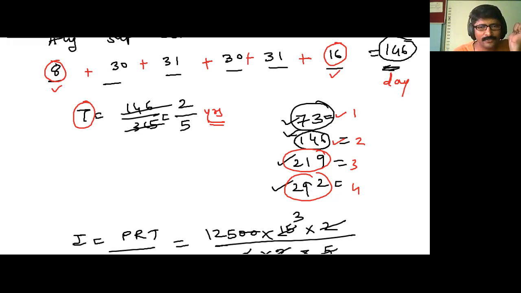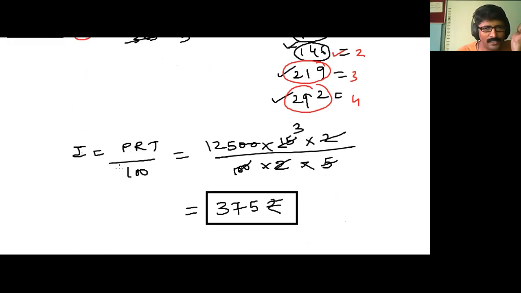So how to calculate the simple interest? Simple interest is equal to PRT upon 100. So 12,500 is the principal, rate is 15 upon 2, and the time is 2 upon 5. If we do this calculation, the 2 gets cancelled, 5 threes are 15, and the 100 gets cancelled. So 125 into 3 will become 375. This is done. So this is the first part of the sum.